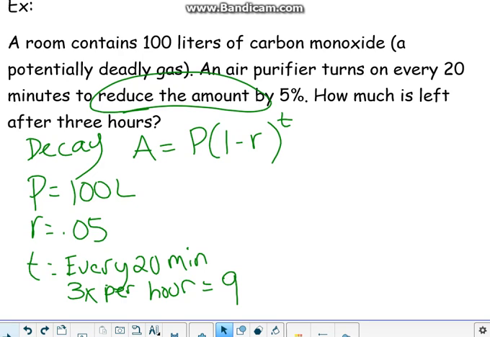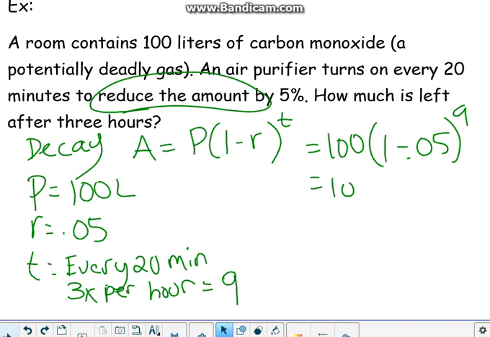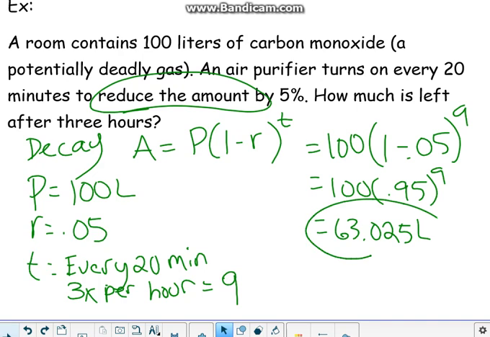Let's plug everything in. P was 100. 1 minus 0.05 to the 9th power, which is 100 times 0.95 to the 9th power. Plug that in, and you'll find that we have 63.025 liters left of carbon monoxide after 3 hours. Okay?